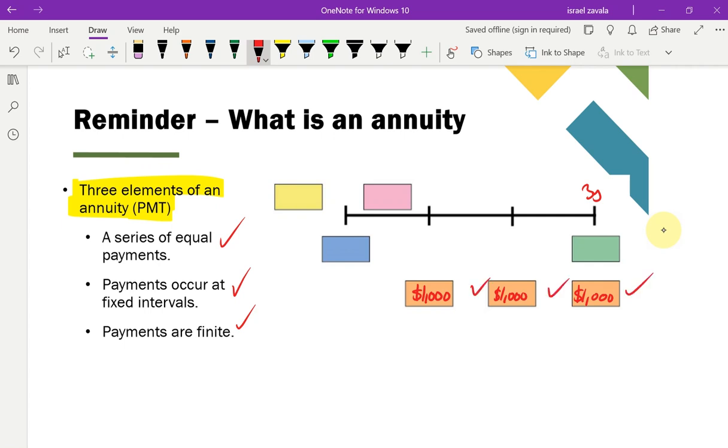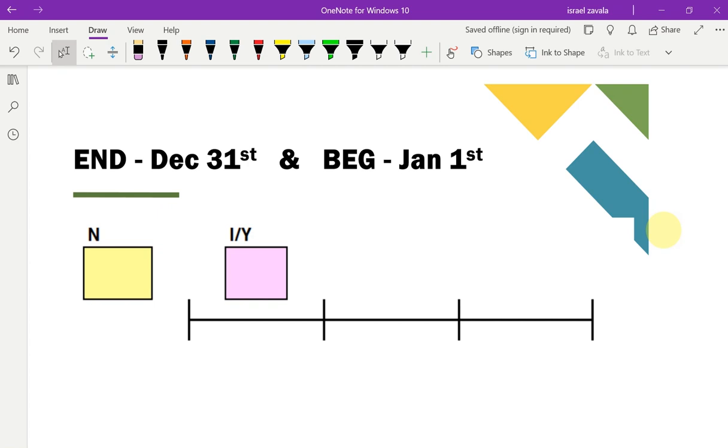equal payments. Okay, I want to get very specific so that you guys can understand the difference between end mode and begin mode. So end mode refers to December 31st or the end of the year or the end of the period. So for example, if we're doing semi-annual payments, it could be at the end of 6 months. If we're doing monthly payments, it could be at the end of the month. But in this case, we're talking yearly, okay? Now, beginning refers to January 1st or the beginning of the period.